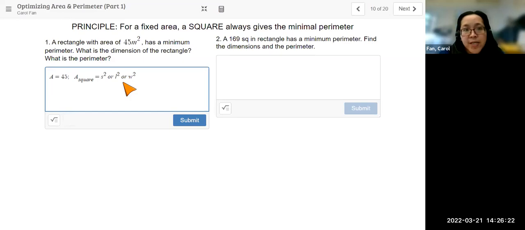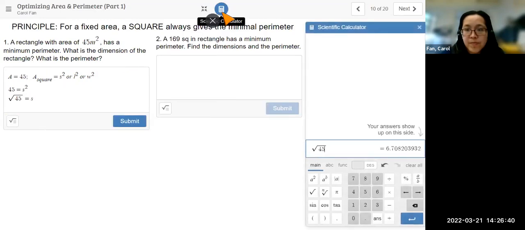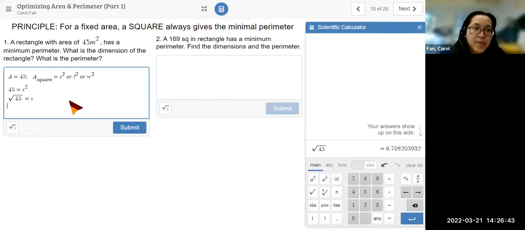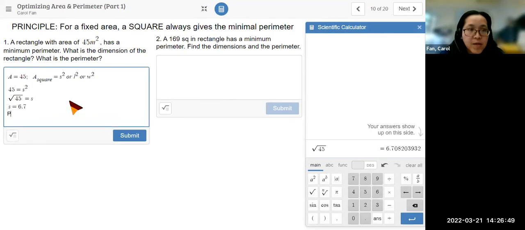So let's find the side. 45 is equal to side squared. Square root of 45 is equal to S. And the side that we're working with is 6.7. So the perimeter is 4 times 6.7.